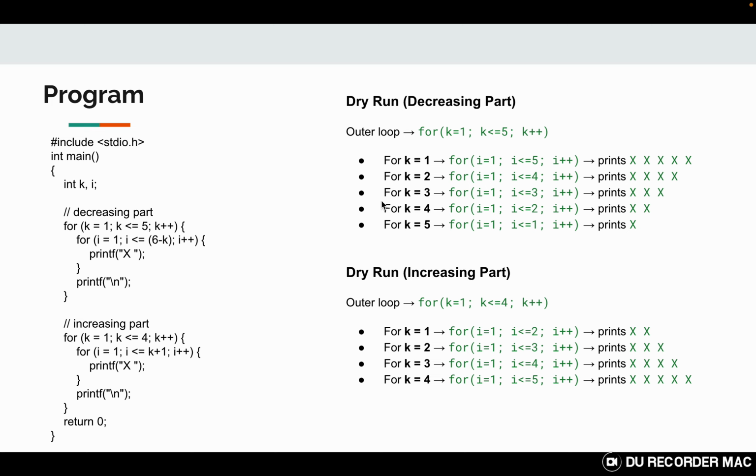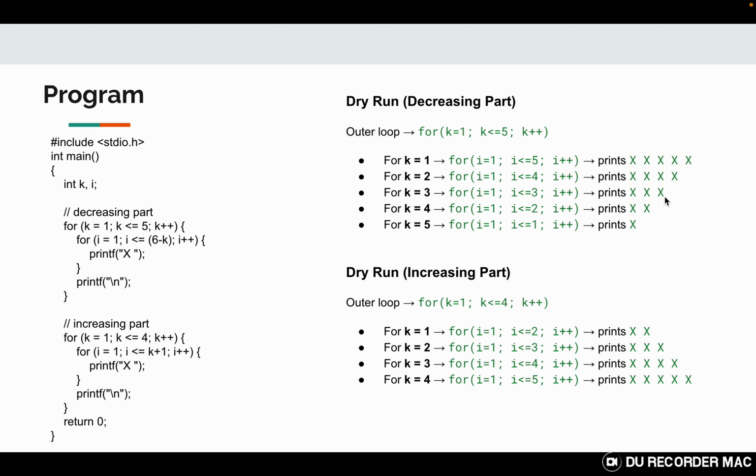Now the loop starts where k is equal to 3. When k is equal to 3, 6 minus k is 6 minus 3, which is 3. So the loop will run from i is equal to 1, i less than or equal to 3, i plus plus. So this will print 3x.